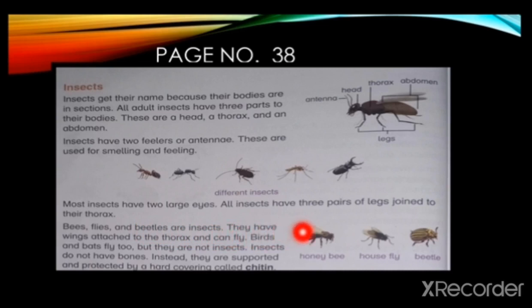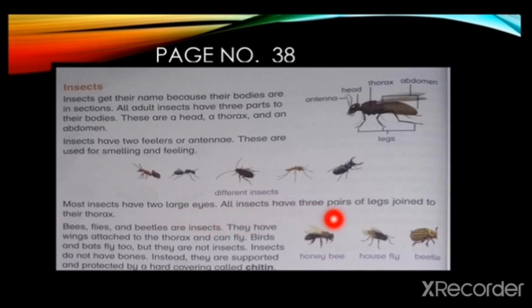Insects do not have bones. Insects mein bones nahi hoti, haddiyan nahi hoti. Instead, they are supported and protected by a hard covering, a very hard shell called chitin. The word is chitin. Most insects have two large eyes.